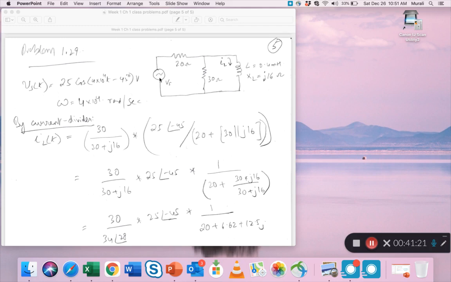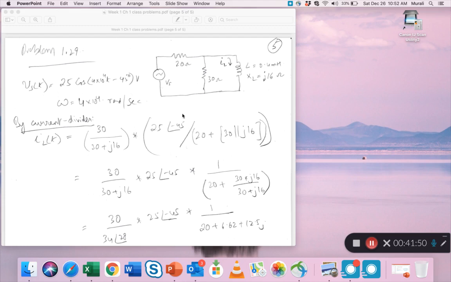It's actually minus j by omega C for a capacitance. So the omega C is in the denominator. But for an inductance, the omega L is in the numerator. It's on the top. So I'm directly applying the current divider formula. So for IL it is this resistance divided by this plus this, right? That's the factor, multiplied by I.